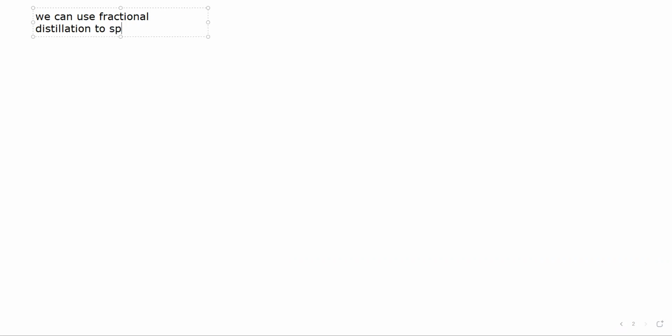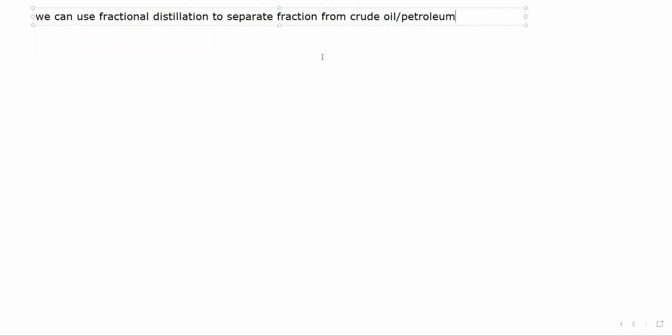So we can use fractional distillation to separate fractions from crude oil or petroleum. We can use fractional distillation to separate these fractions from the crude oil or petroleum. And you should learn this fractionating column as well. So you have to practice this fractionating column.